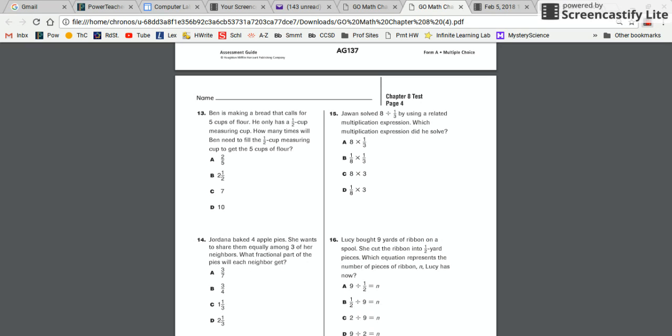Chapter 8, Test, page 4. Number 13. Ben is making a bread that calls for 5 cups of flour. He only has a 1/2 cup measuring cup. How many times will Ben need to fill the 1/2 cup measuring cup to get the 5 cups of flour? A. 2/5. B. 2 1/2. C. 7. Or D. 10.